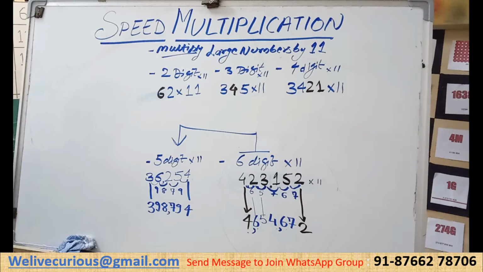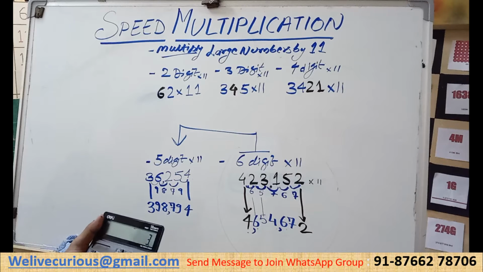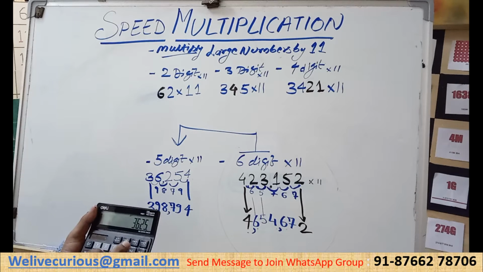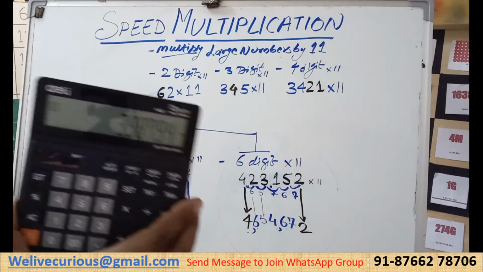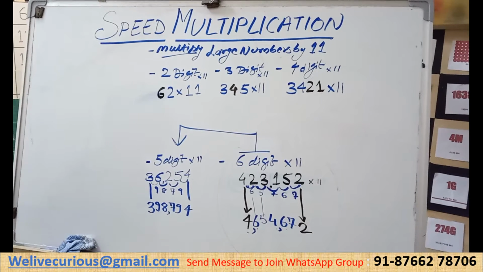The answer is 398,794. 3, 6, 2, 5, 4, multiply 11: 398,794. The calculator is working and this trick is also working.